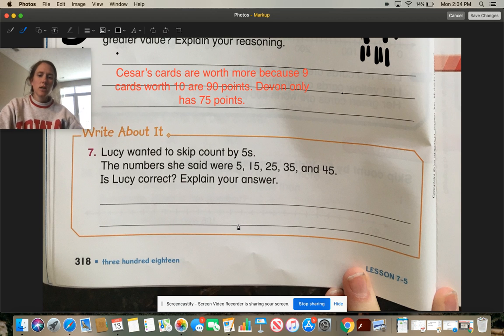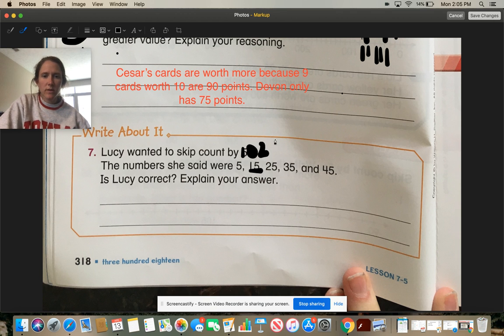And the last question. Lucy wanted to skip count by 5. So the numbers she said were 5, 15, 25, 35, and 45. Is Lucy correct? Well, we know if we're skip counting by 5s, we should add 5 to this first number. So 5 plus 5 more, 5, 6, 7, 8, 9, 10. Well, she got 15. So she forgot the number 10. And then 15. And then 15 to 25. Well, 15 to 25 is adding 10. We need to have a 20 in between. So what did she do? She skip counted on accident by 10s and not 5s.